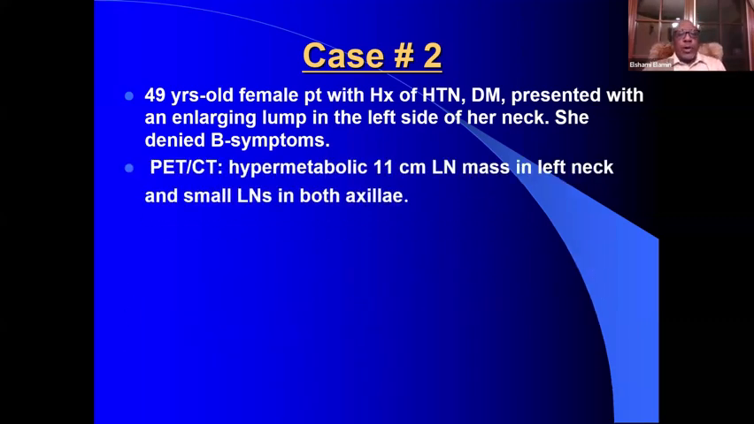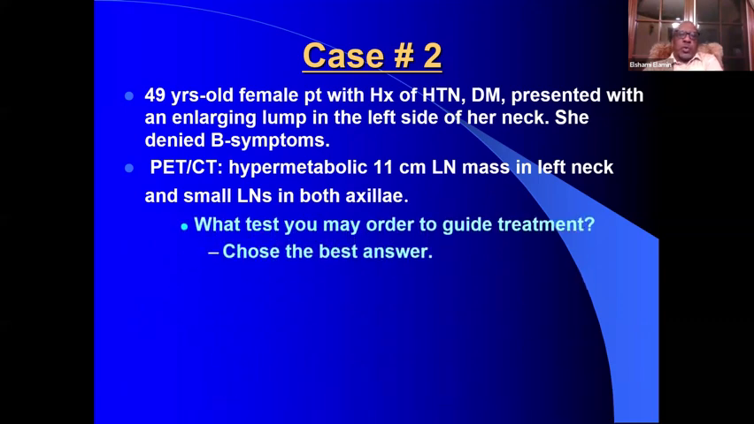So you have done a PET-CT, which showed a hypermetabolic 11 centimeter lymph node mass in the left side of her neck and small lymph nodes in both axilla. So what test may you order to guide treatment? Choose the best answer. You need one test, only one test, that may influence and help you with your treatment decision.